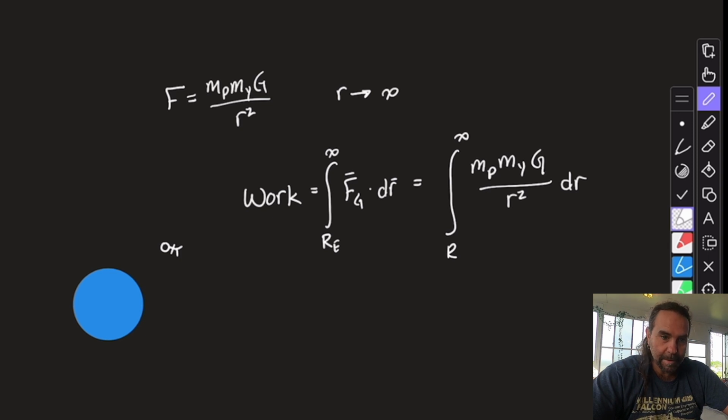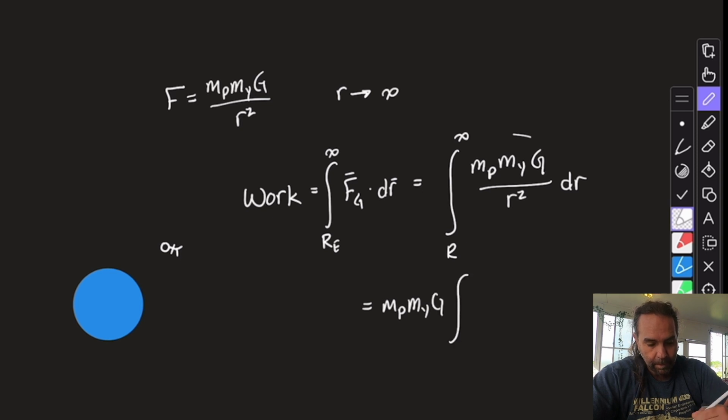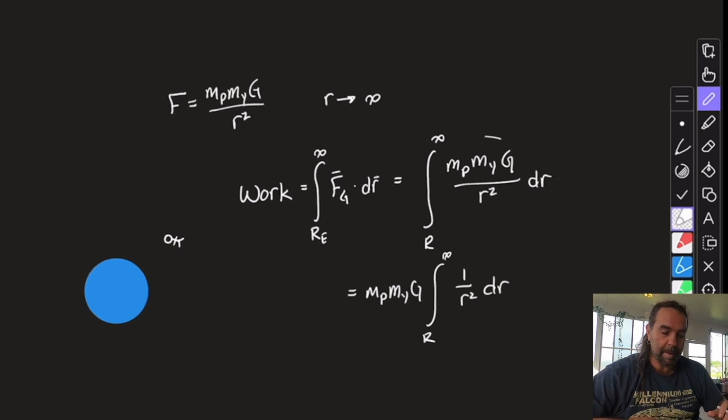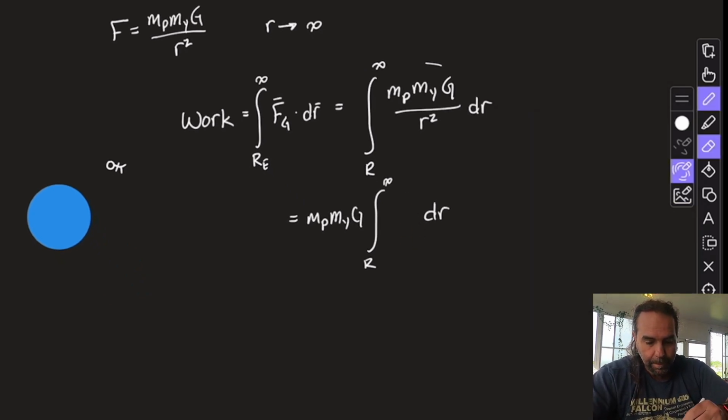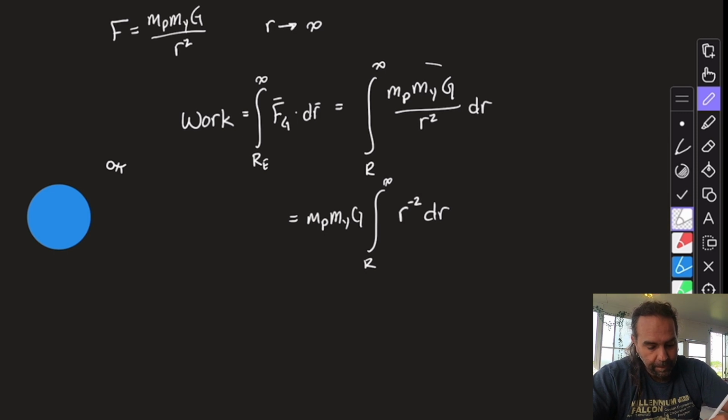Now, this part's not terrible. All of this is a constant. So this equals mp, mu, g, and now we have an integral of 1 over r squared dr from r to infinity. And this is a polynomial. You might not remember, but it is. When we think of our polynomial function, this is r to the negative 2. So we can use the polynomial rule on it because it's not r to the negative 1.